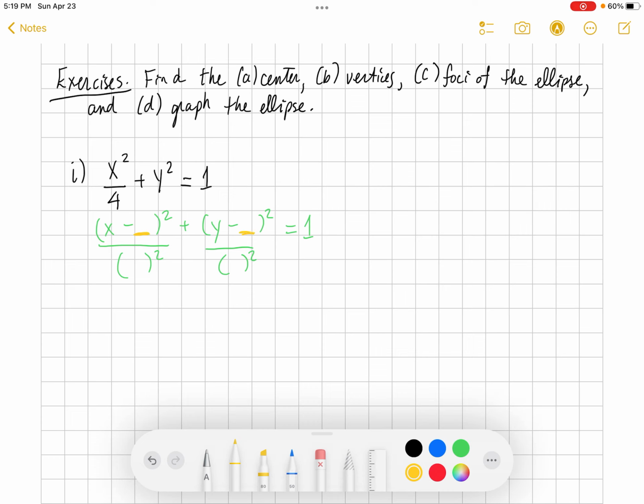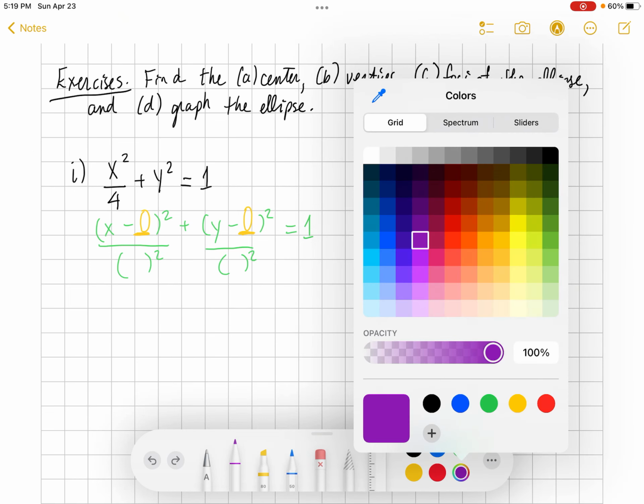So first things first, I need to put something into the blank here after the x minus, and something in here after the y minus. So what do I put there? I put a 0, right? x minus 0 squared is the same thing as x squared. And y minus 0, I've got to put in a 0 after the y minus. y minus 0 squared is the same thing as y squared.